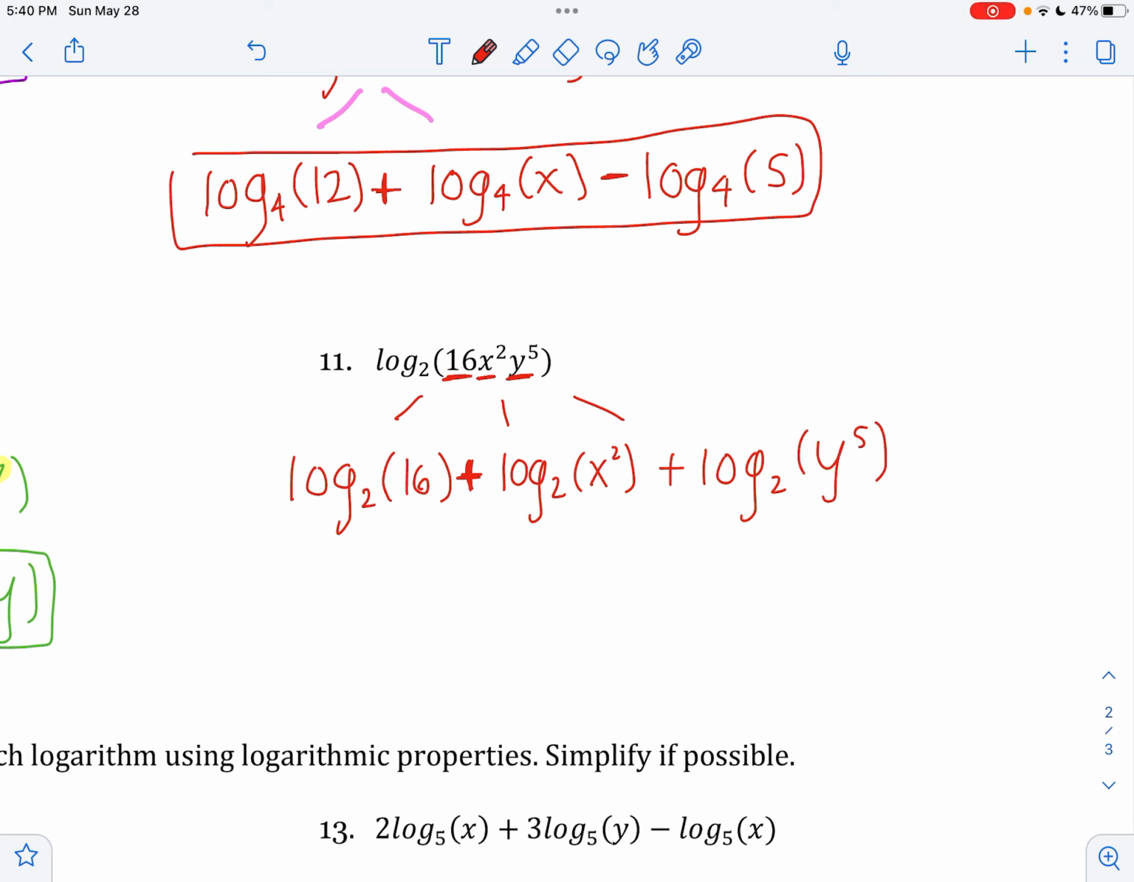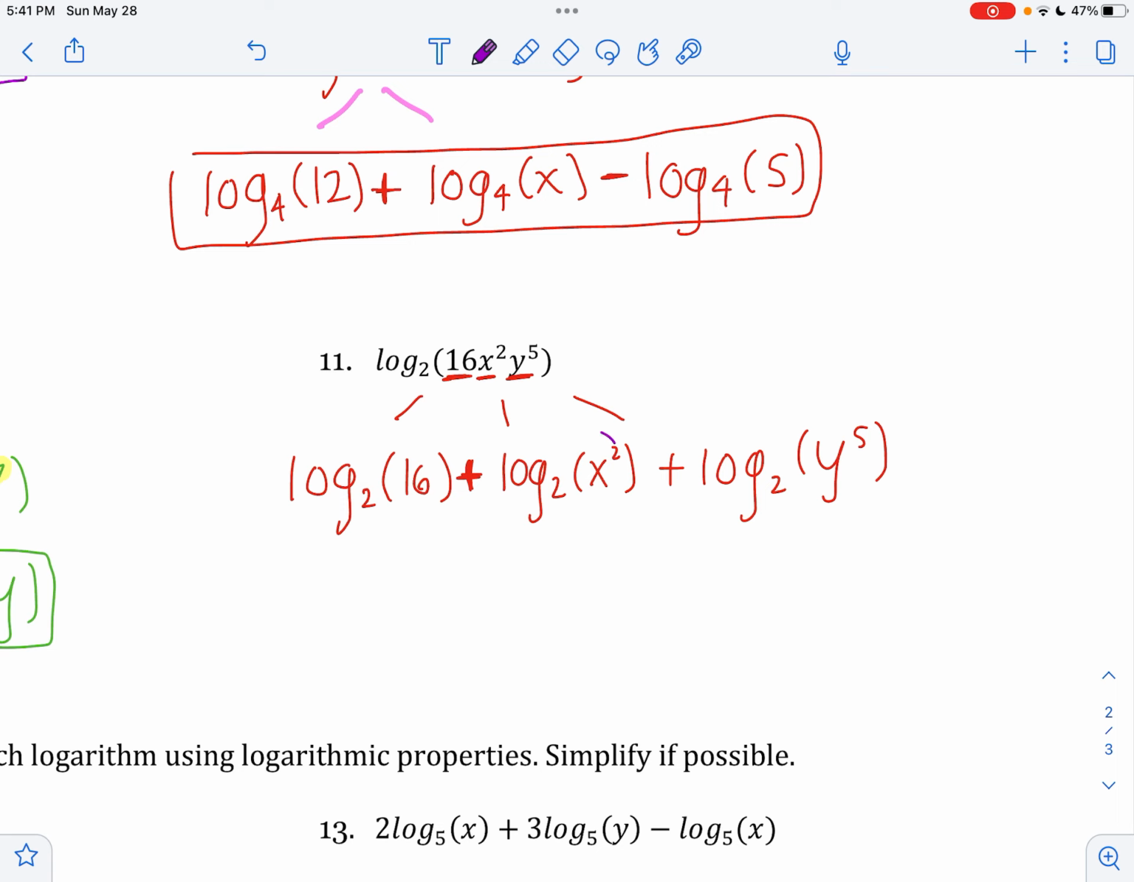Okay, so I have my 16, I have my x squared, and I have my y to the 5th. So now I look to make sure there's not 2 letters or 2 numbers in each parenthesis. I just have a 16, x squared, y to the 5th, so that's good. Now, if I have exponents, I bring it to the front.